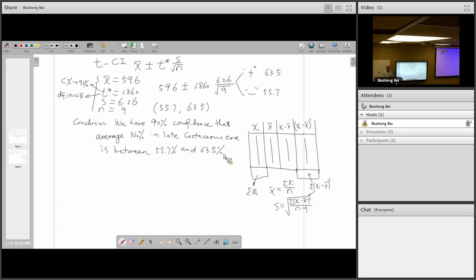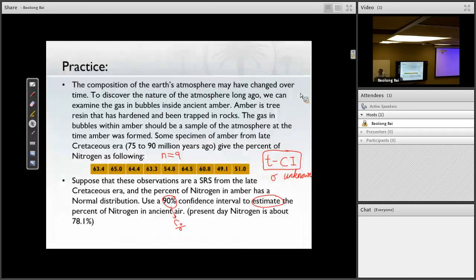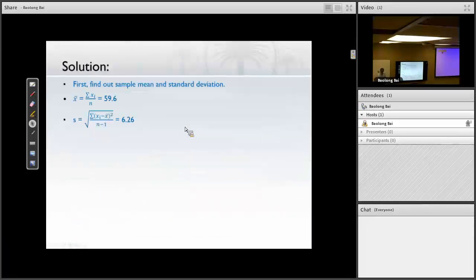So this is t confidence interval. You can see it's very similar to z confidence interval. The only difference is we need to change sigma into s, and we change z into t, and t will come from a t table. Okay. All right, so this is t confidence interval.